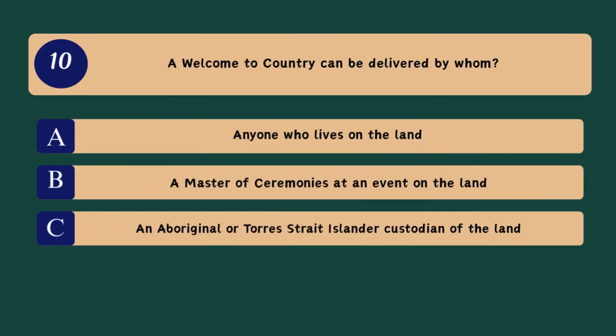Question 10. A welcome to country can be delivered by whom? A. Anyone who lives on the land. B. A master of ceremonies at an event on the land. C. An Aboriginal or Torres Strait Islander custodian of the land.